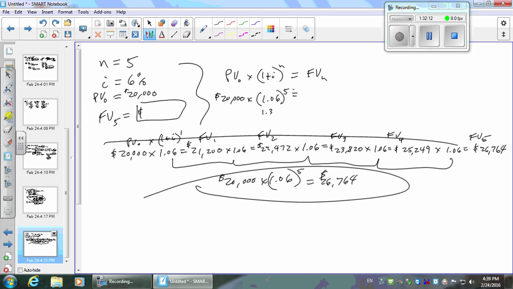1.338. Okay? What's worth $1.34? $1 invested for 5 periods at 6% interest will grow to $1.34. So the future value is $1.34 of each dollar. But you're going to have 20,000, so you'll take 20,000 times $1.34. Make sense? That's it. Now take a look in your book.